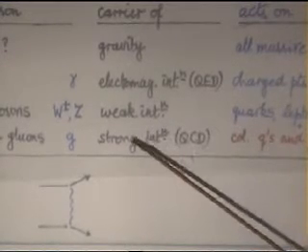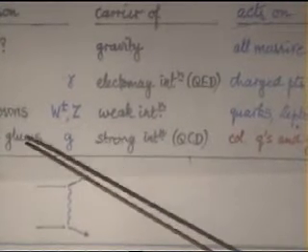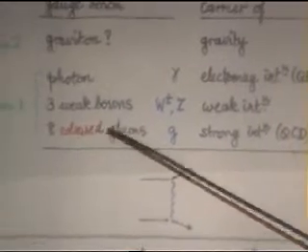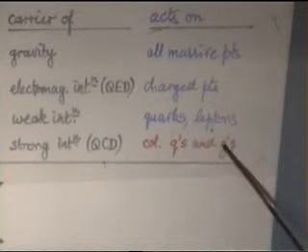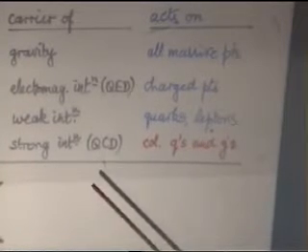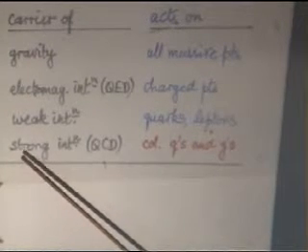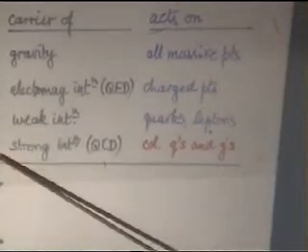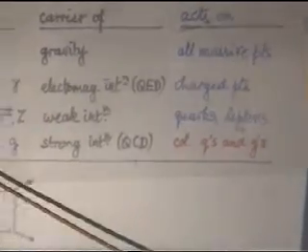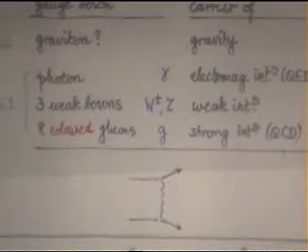For the strong interaction, they act on the colored objects. So they only act on the quarks and the gluons. The gluons themselves carry color. So the strong interactions act on the color. And all of these three sets of gauge bosons have got spin 1.